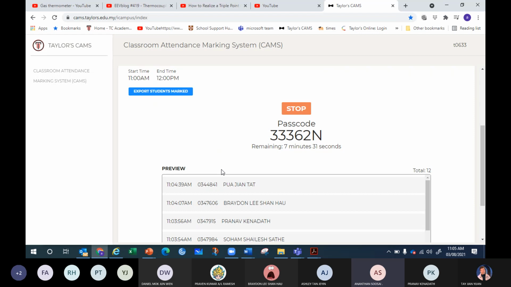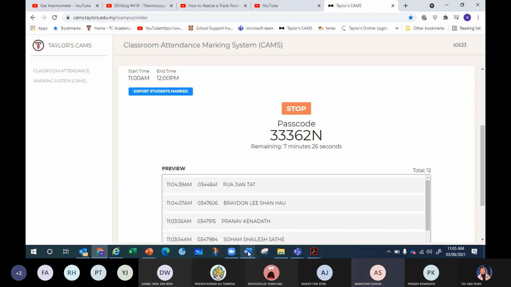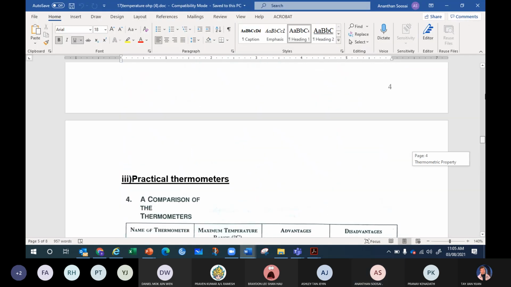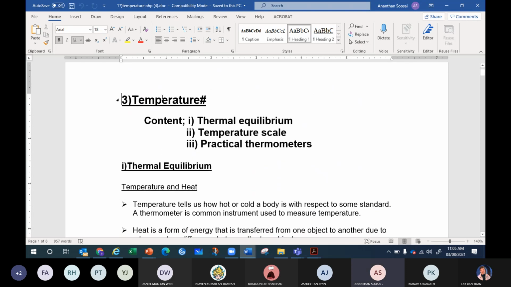Okay, so let's get back to the topic we learned last class. Temperature, right? Just a short recap of what we learned. Yesterday we talked about the third topic of your A2. First we talked about thermal equilibrium, what is meant by thermal equilibrium, and today we're going to discuss the temperature scale and practical thermometers. So what is thermal equilibrium?